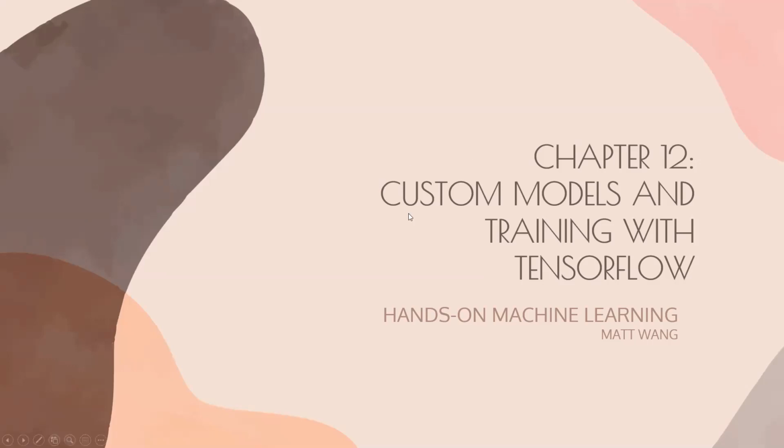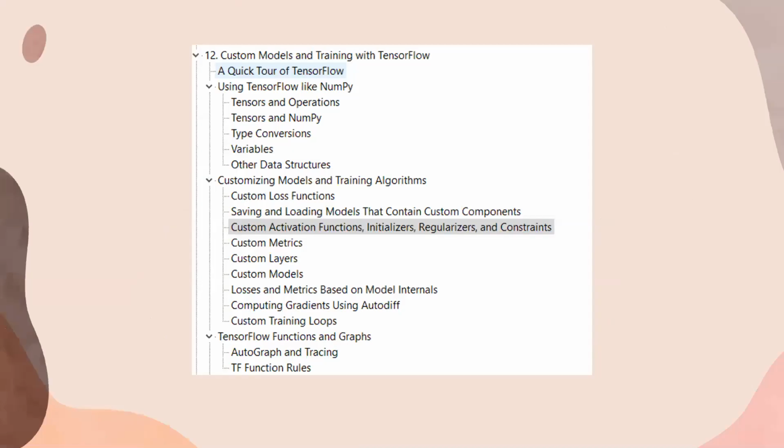This is chapter 12 with custom models and training with TensorFlow. So first, this is what this chapter is mainly about, a little bit of a look ahead at what we're going to be doing today. We'll first be looking at TensorFlow and how we can do some operations with it. We're going to compare it to NumPy. We're going to do some type conversions, variables, and we'll deal with some tensors.